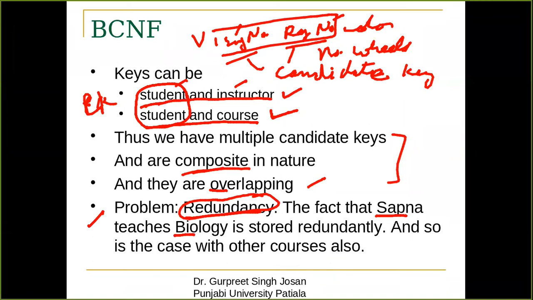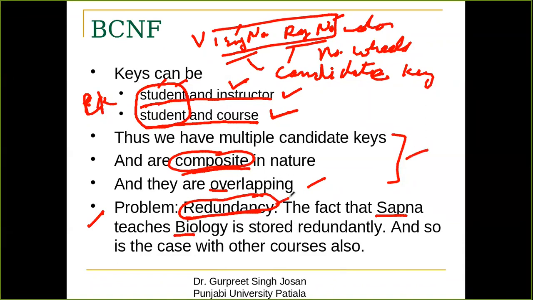We cannot identify with a single one. If we only know the student's name, we will not be able to identify anything. If we only know the instructor's name, then also we will not be able to identify anything. To identify anything, it is necessary for us to know both. Only then, if both combined are required and necessary to identify any row, do we say that it is composite in nature. So our primary key or our candidate key will be composite. Okay. So what is the problem of this particular scenario?